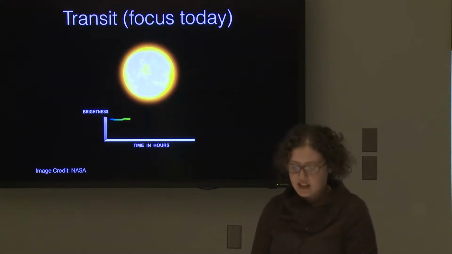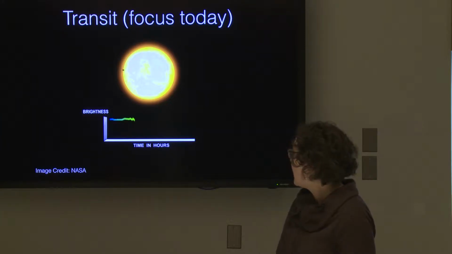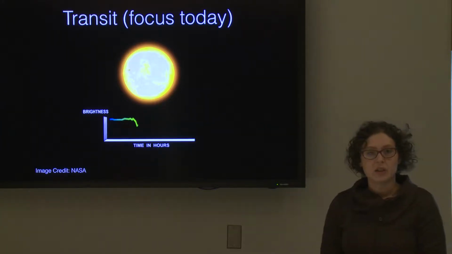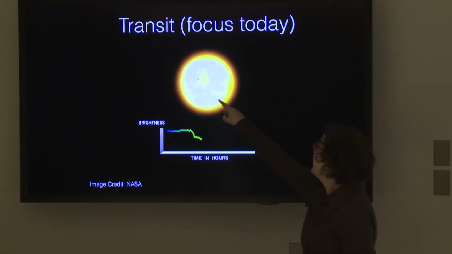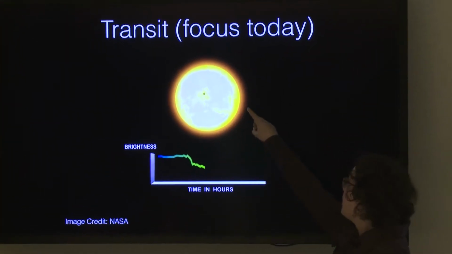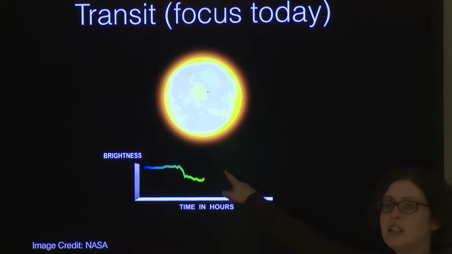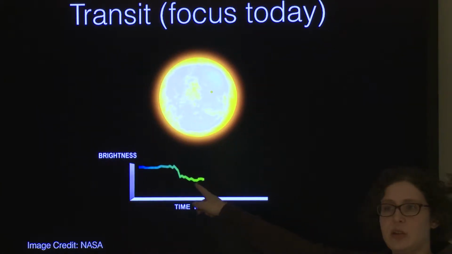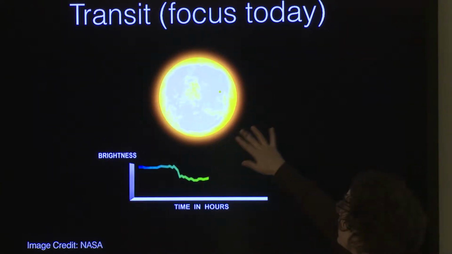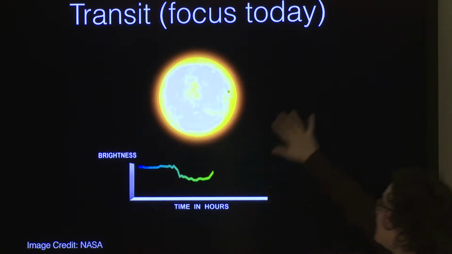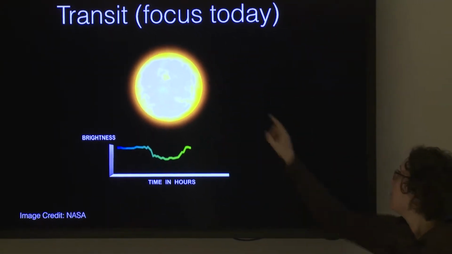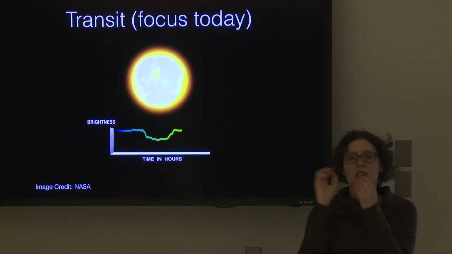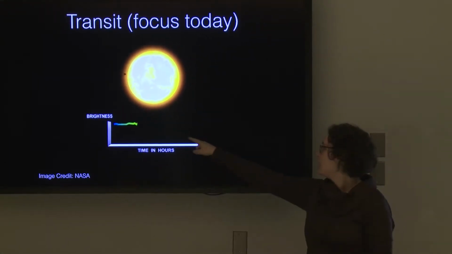The transit technique, which is going to be a focus today, particularly in the second half, and that was used to find those planets that were announced today, is where a planet goes in front of the star and blocks the light, and you see a dip in the stellar brightness. You can't actually resolve or see the surface of the star. You just measure the total amount of light.